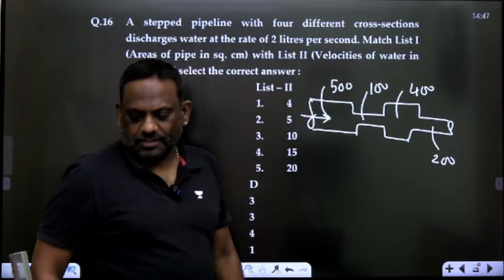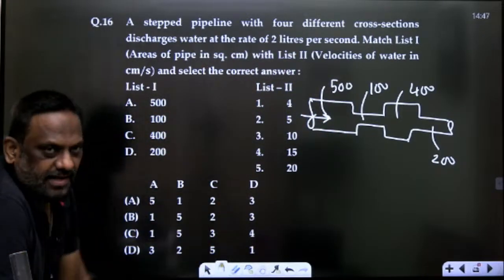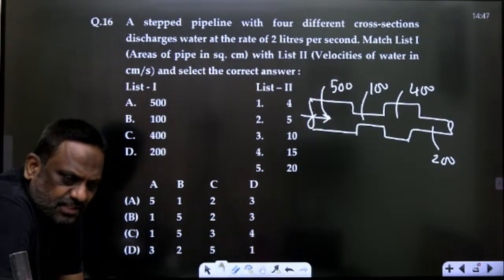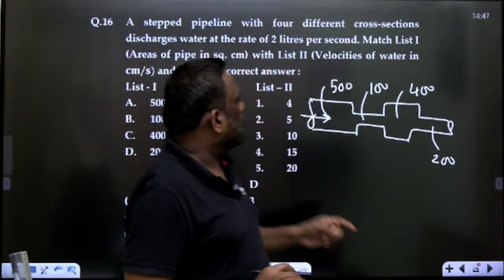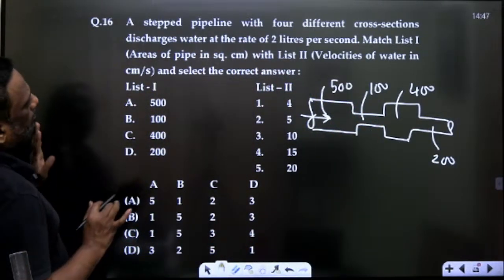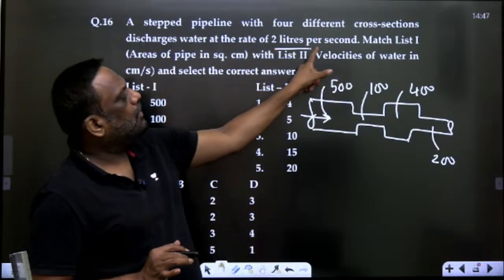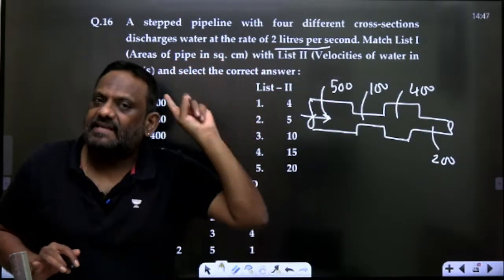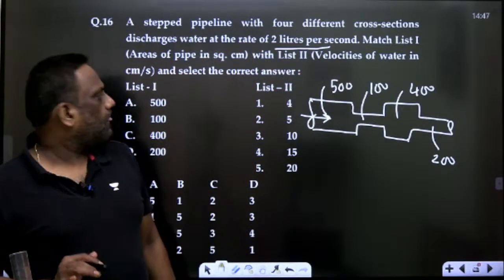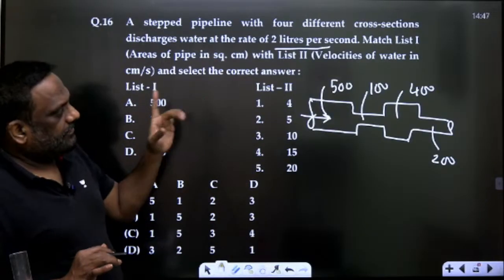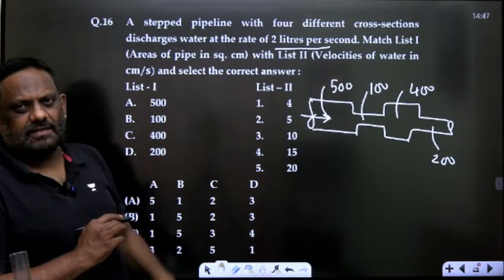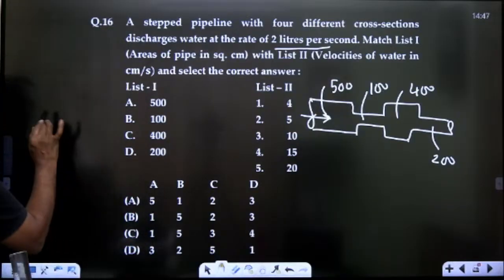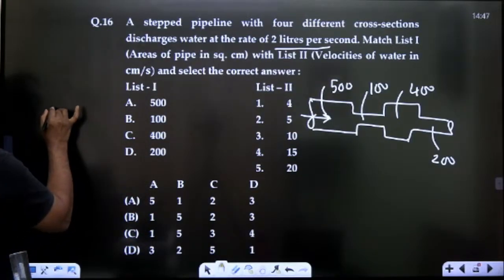What will remain constant, sir? Whenever pipes are in series, stepped pipeline, what will remain constant? The discharge. So look at it. He says how much fluid is flowing, sir? 2 liters per second. ध्यान से सुनो. What do you mean by liter, sir?